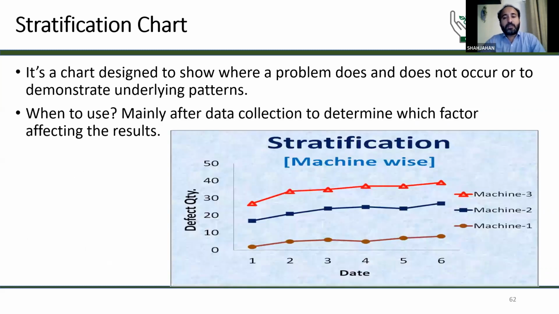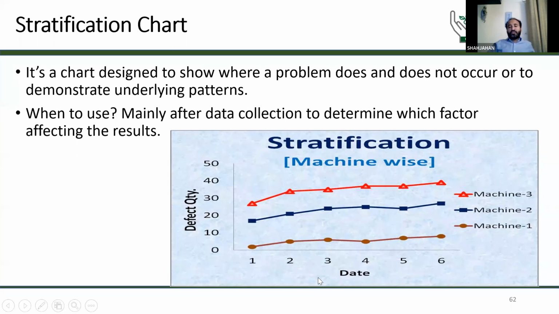Then the last one we are using is the stratification chart. It's a chart designed to show where a problem does and does not occur, or to demonstrate underlying patterns. It is used mainly after data collection to determine which factor is affecting the result. This is also known as a stratification chart.